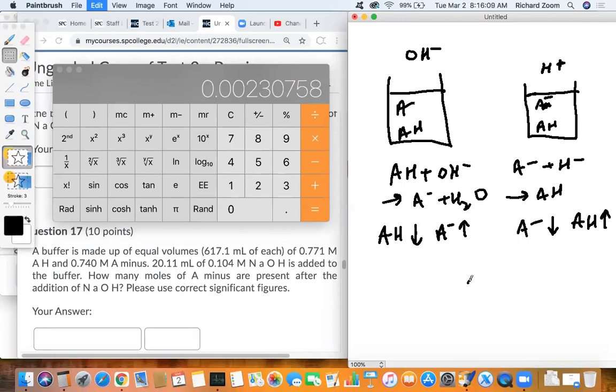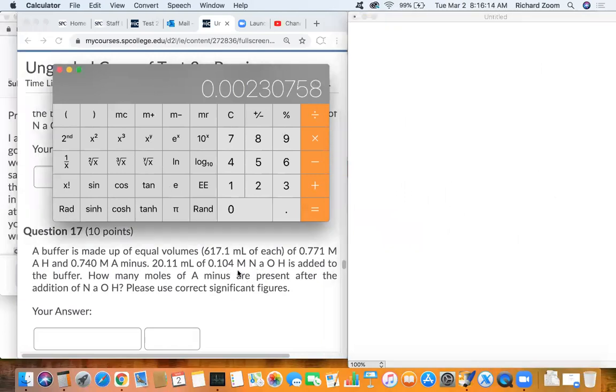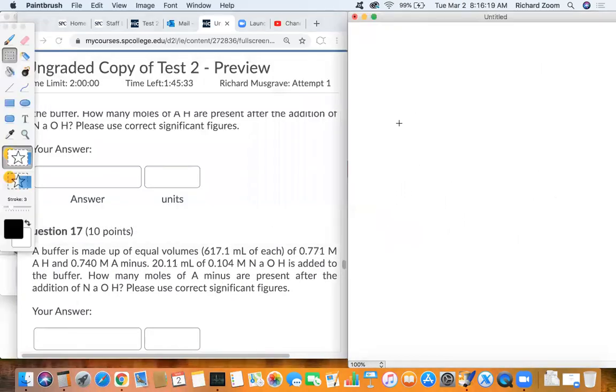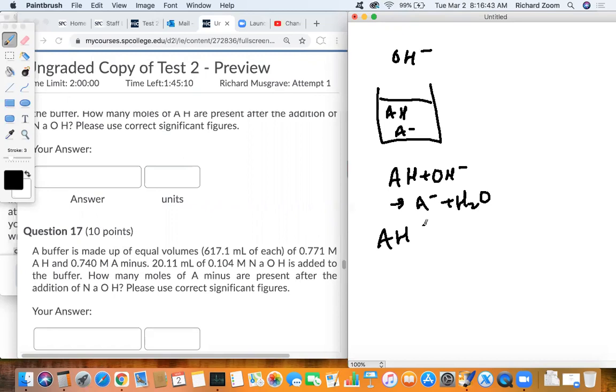All right. So for this one, again, we're adding sodium hydroxide, and we're looking for this time moles of A minus that we're going to get from this. Now, just drawing the situation here, I'm not going to draw the whole thing out, just part of it. Again, we're adding OH minus into the solution of AH and A minus. So the AH will react with the OH minus and form A minus and H2O. So I know the AH goes down and the A minus goes up.